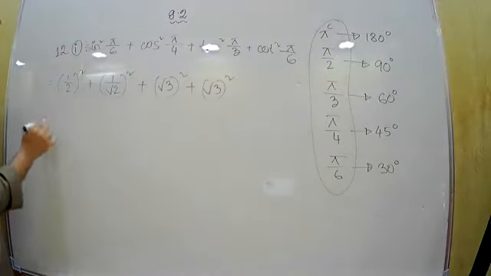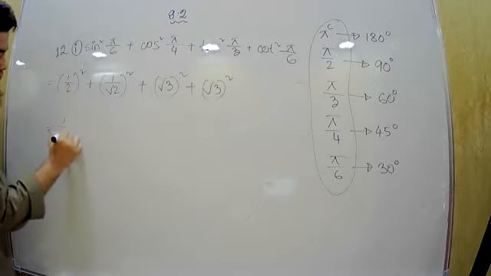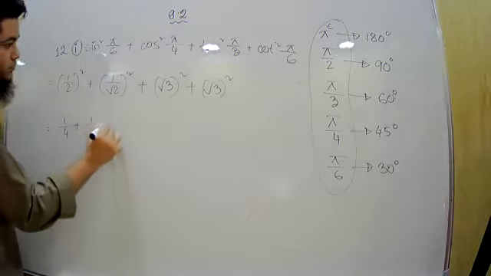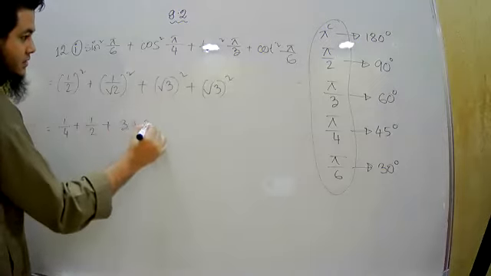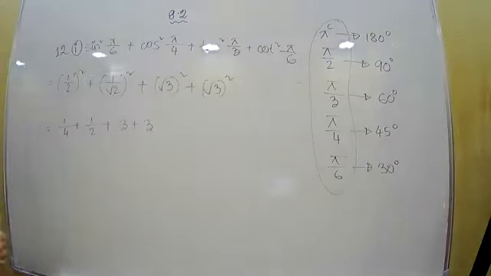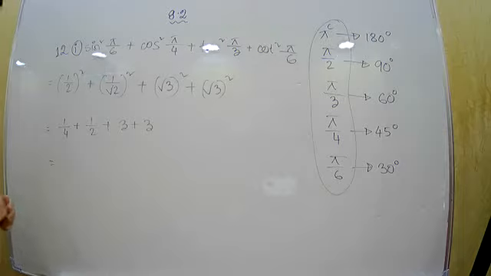So from here, 1 by 4 plus 1 by 2. Root over and square, they will cancel each other, 3 and it will also become 3. The rest of the calculation, I think you can do it yourself. You can take help of a calculator also if you want to. Okay, finish? Any doubt?